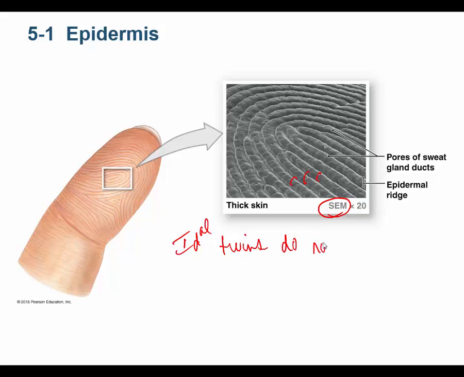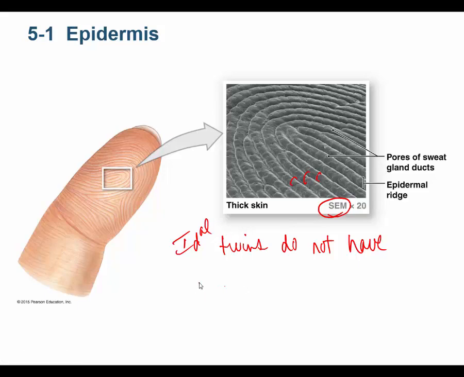But something else. Identical twins do not have identical fingerprints. There's something else that goes into making our fingerprints, and that is this.